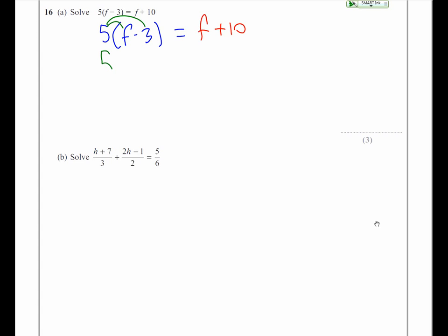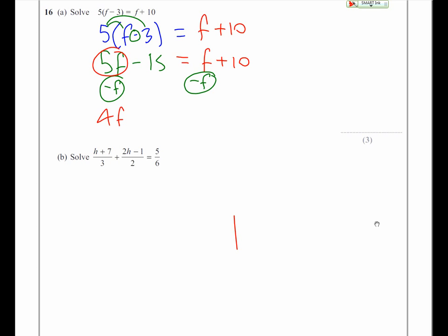5 times f is 5f. 5 times 3 is 15. It's a minus. The other side just stays the same. We want f on its own. We've got f on both sides. Take away f to get the f's where you've got the most of them, which is here. So 5f take away f is 4f.